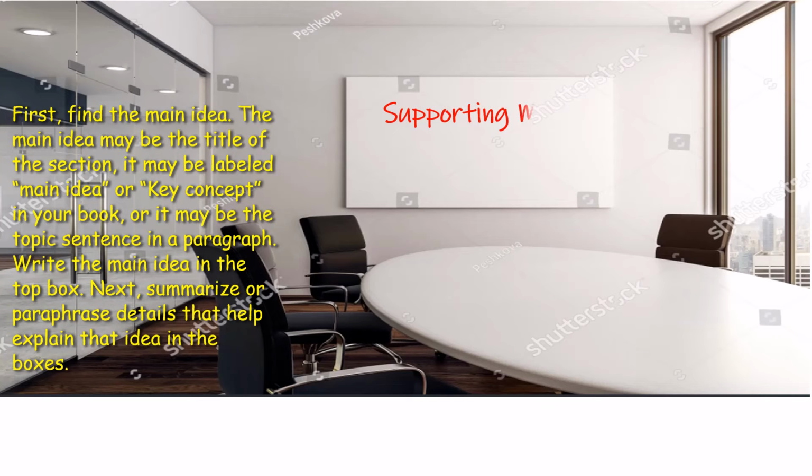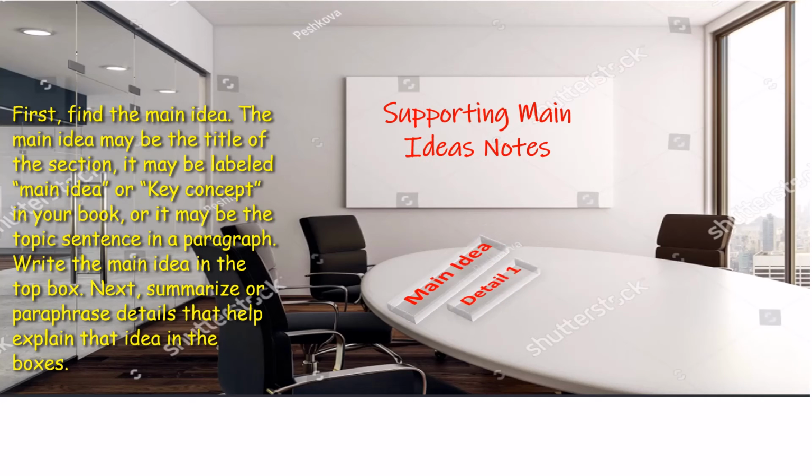First, find the main idea. The main idea may be in the title of the section. It may be labeled main idea or key concept in your book, or it may be the topic sentence in a paragraph. Write the main idea in the top box. Next, summarize or paraphrase details that help explain that main idea in the boxes.